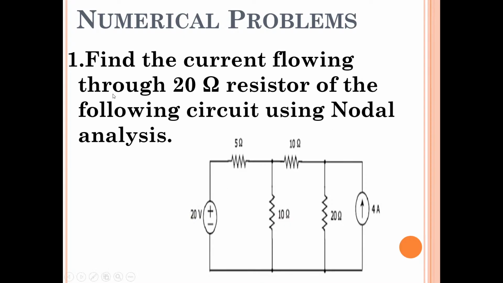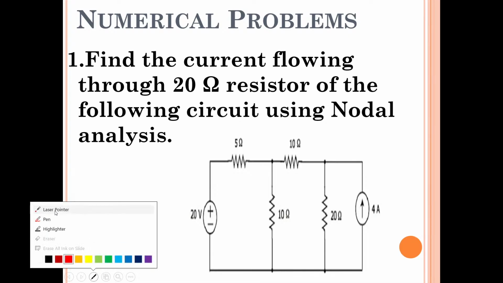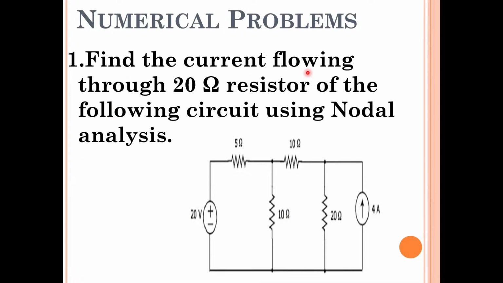So in this numerical problem, we have to find the current flowing through the 20 ohms resistor, and we have to implement nodal analysis here to determine it. So this is our 20 ohms resistor. We have to determine the current flowing through this 20 ohms resistor by implementing nodal analysis.